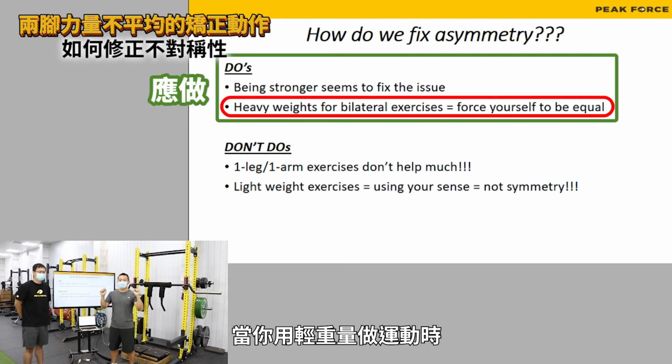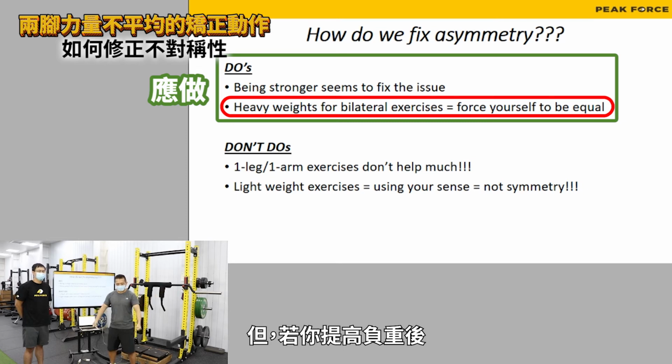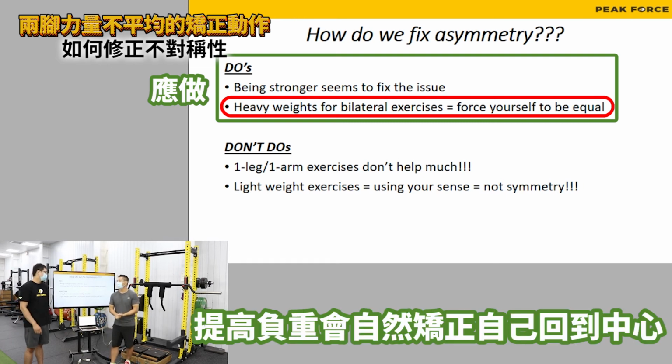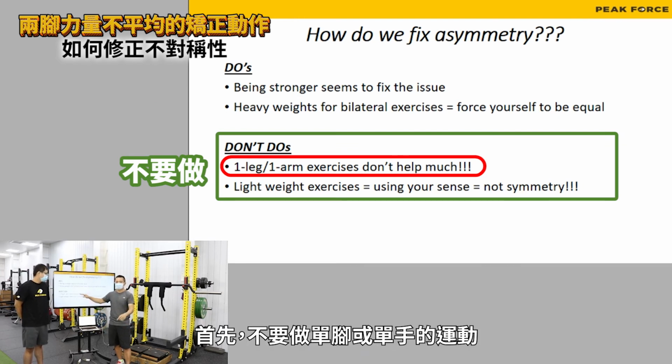The second one, I hope this makes sense: when you exercise with a very light weight, you use your sense of feel, so that's why you have asymmetry. But if you put on heavier weights or hold a heavier weight, you correct yourself to be centered. Because it's heavy, you automatically correct yourself to be very centered. With lighter weights, you complete the movement by body feel, which doesn't help much in correcting asymmetry. So we use heavier weights, and your body keeps the center of gravity in the middle instead of shifting left or right. So we use heavier weights for bilateral movements.